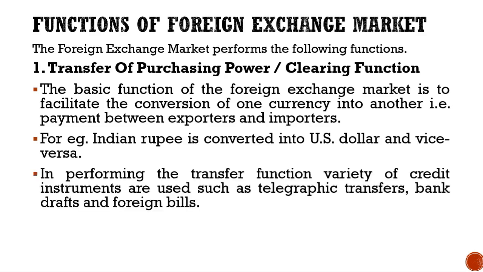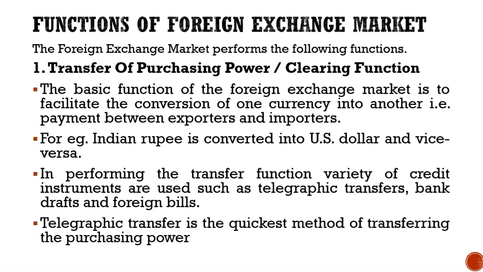In performing the transfer function, a variety of credit instruments are used, such as the telegraphic transfer, bank draft, and foreign bills. So these are the various instruments by which you can transfer the purchasing power of one country to another. Now, the telegraphic transfer is the quickest method of transferring the purchasing power. So that was the first function of the foreign exchange market, that it acts as a transfer of purchasing power, or it acts as a clearing agent.